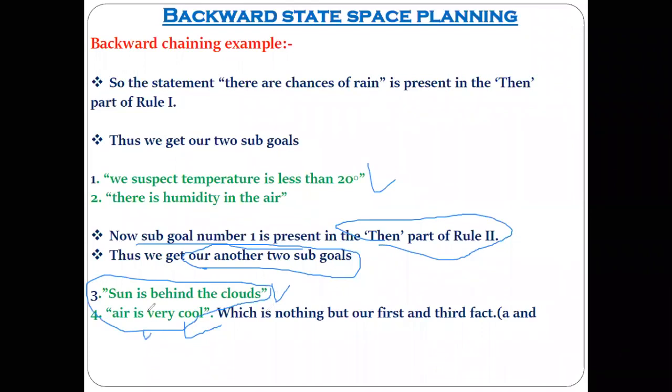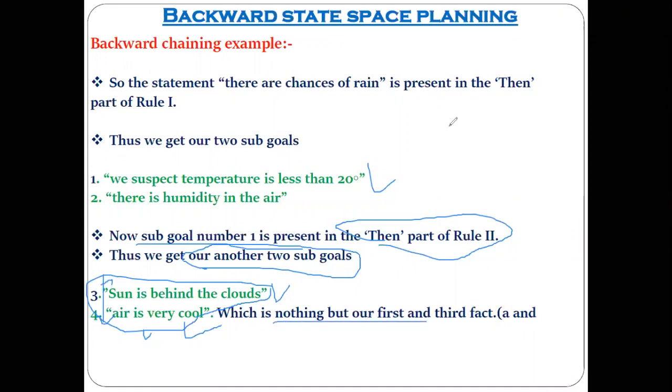Now what were our given facts? First given fact was sun is behind the cloud. Second was air is very heavy. And third was air is very cool. So out of these three facts, we have reached the two facts. Yes or no? Yes, sir. Same I have written here.